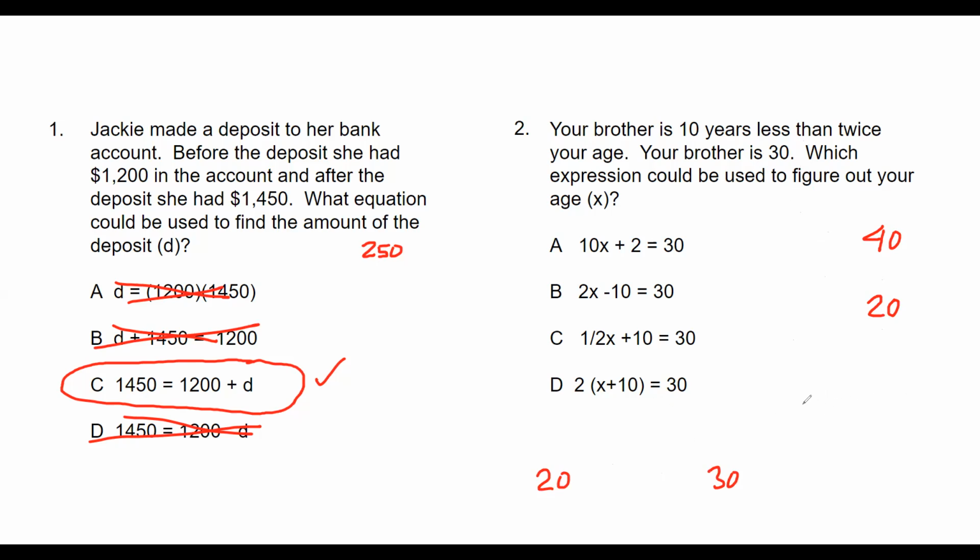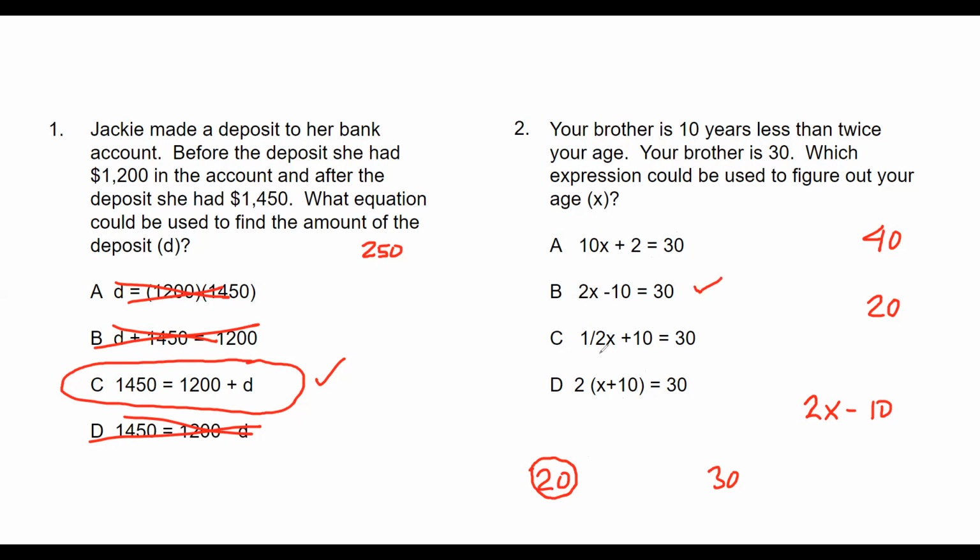The math expression they're looking for you to use is 2x minus 10, twice the age, and then subtract 10. So let's look at these and see which one would work with an answer of 20. 10 times 20 plus 2. That's going to be 202. That's not equal to 30. Answer B, 2 times 20, which is 40, minus 10. That equals 30. That seems to work.